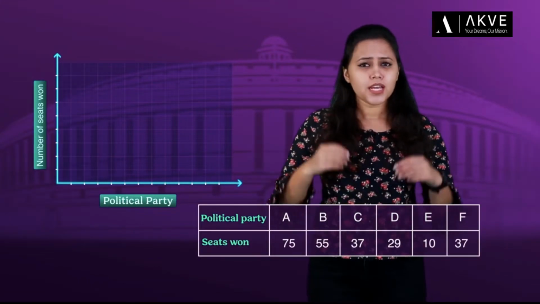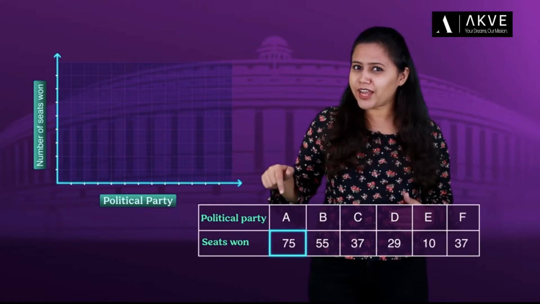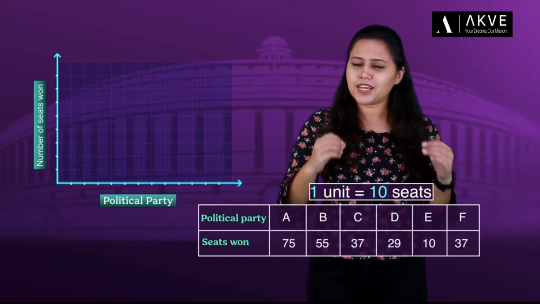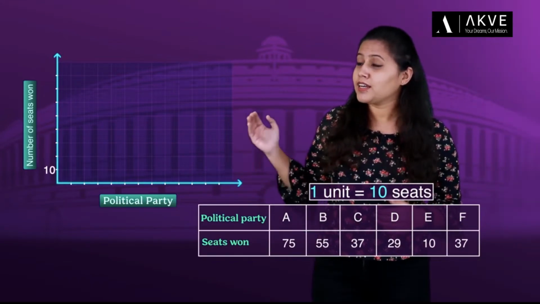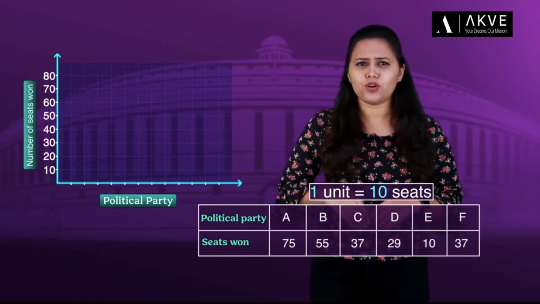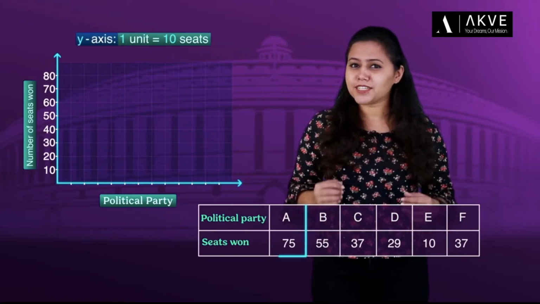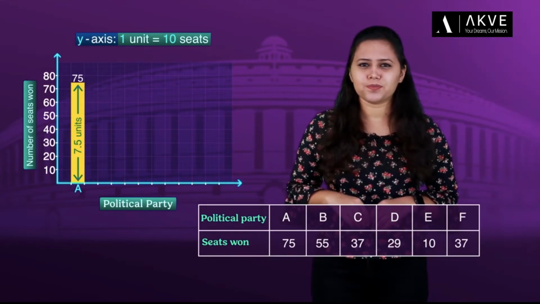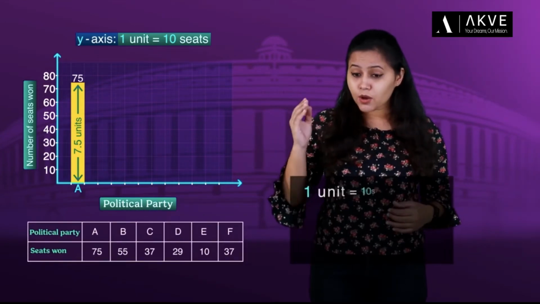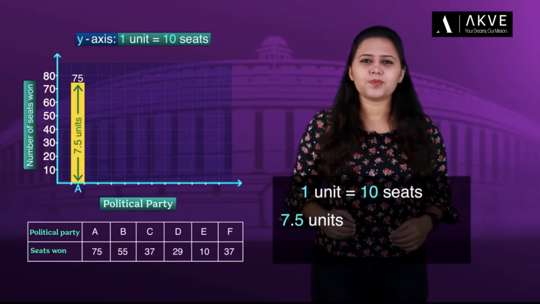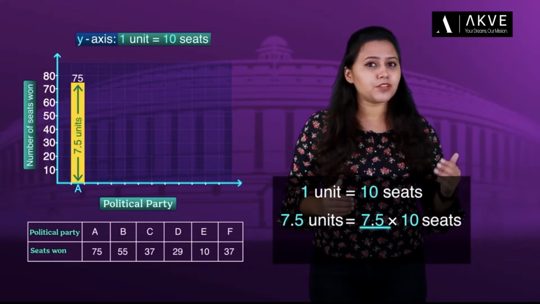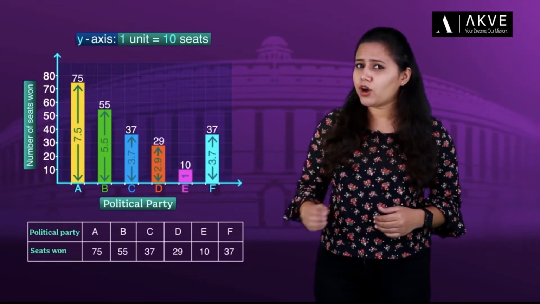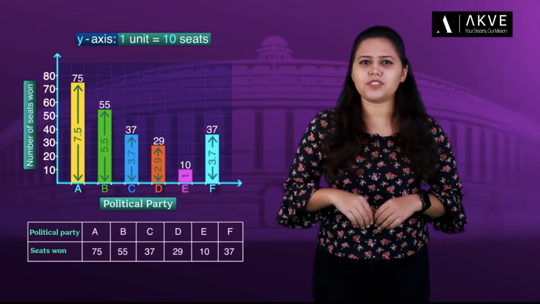vertical axis. Since the maximum seats won is 75, we can choose the scale as 1 unit is equal to 10 seats. Thus, we get the markings as 10, 20, 30, 40 and so on. To represent the first political party, which is A, we draw a rectangular bar of height 7.5 units. Why 7.5? Since 1 unit represents 10 seats, 7.5 units will represent 75 seats. Similarly, the other political parties are represented with bars of height proportional to their respective frequencies.